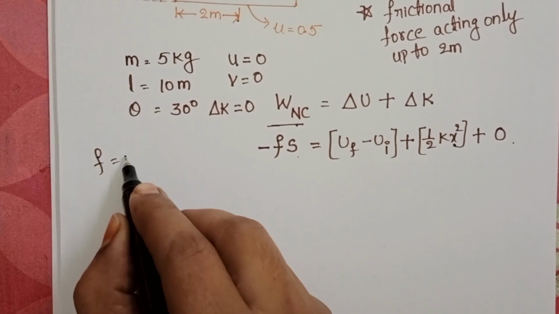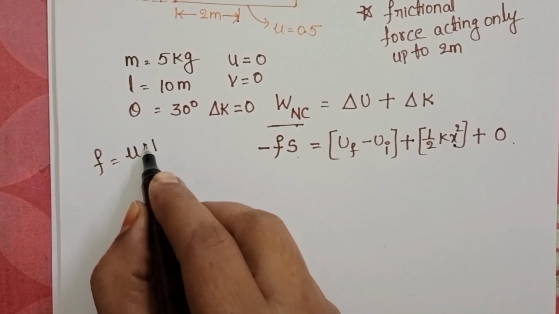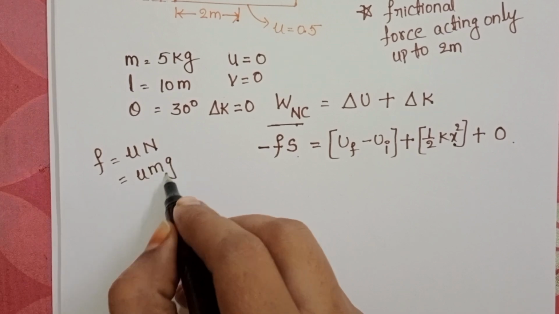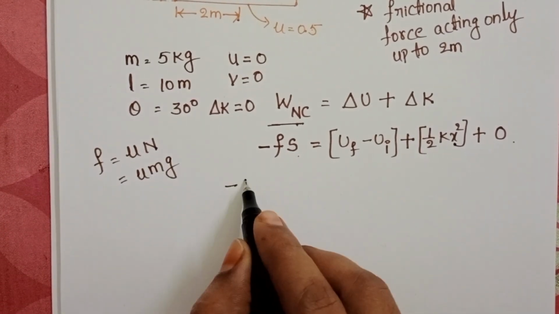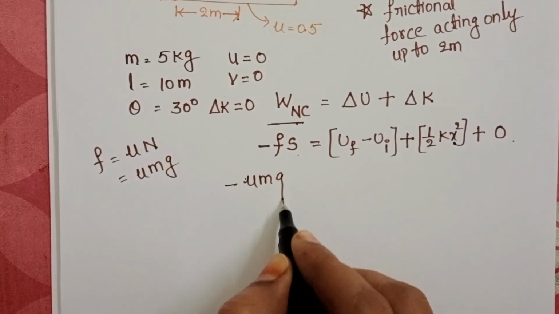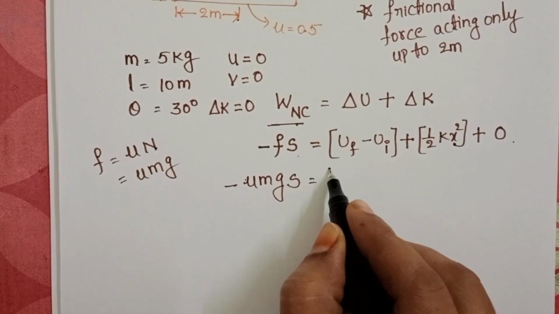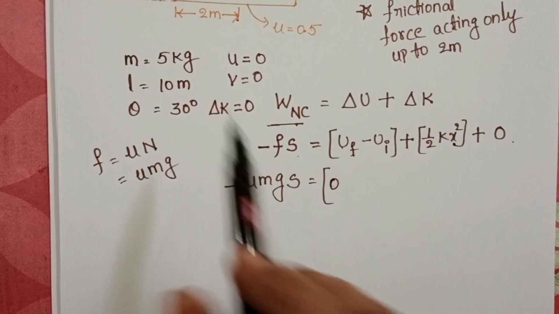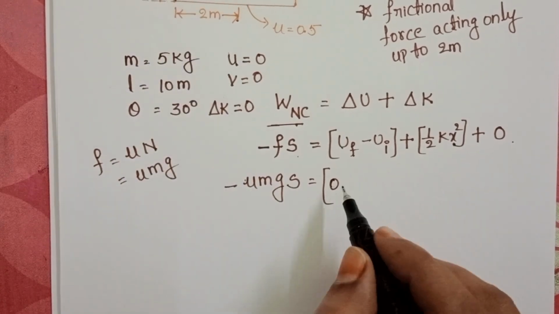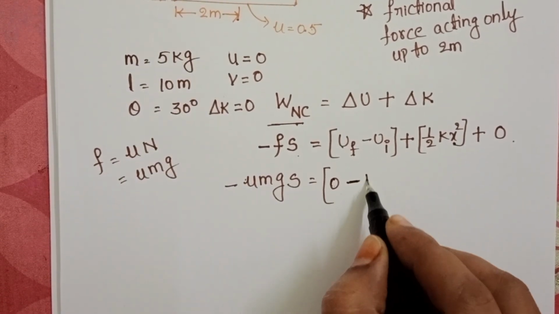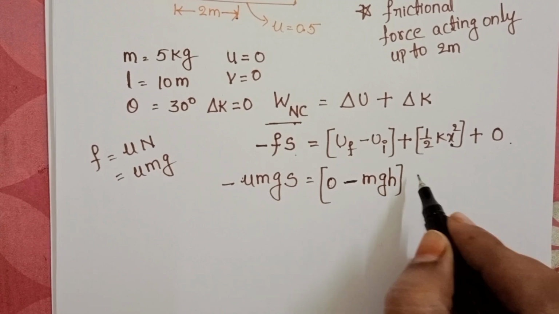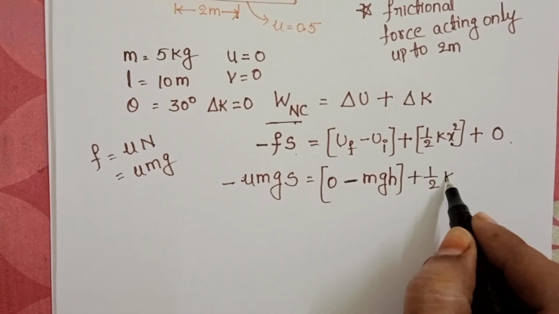Frictional force is equal to coefficient of friction into normal reaction. Normal reaction applied on the block is equal to mg. Minus mu mg into s. Final potential energy is 0 because block reaches to the ground. There is no height. Minus initial potential energy of the block is minus mgh plus half k x square.